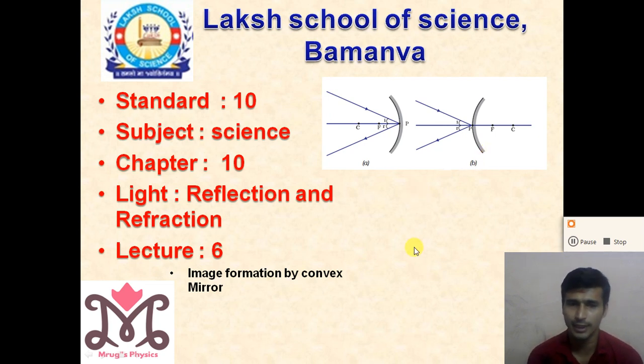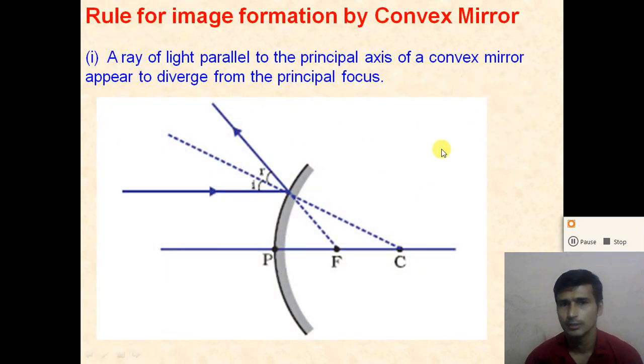But before that we need to understand the rules for formation of the image by a convex mirror. So there are four rules, similar to the concave mirror. There are four rules for image formation by a convex mirror. So what is the first rule?